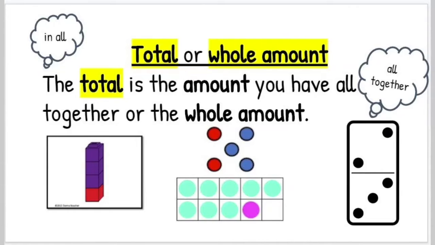And then the circles in the 10 frame, we have some of those pretty turquoise circles in a pink circle. I want you to notice the whole amount or the total. Some of the words that we use to help describe or explain total or whole amount are all together, there are, and in all, there are.